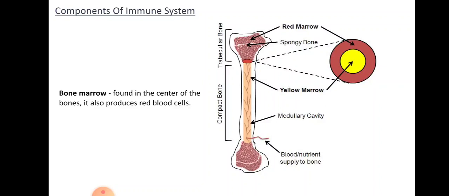So here we have a picture of bone marrow here having the divisions like trabecular bone and compact bone, having the labeling such as spongy bone, medullary cavity, blood, nutrient, which is an important site for the production of blood cells.